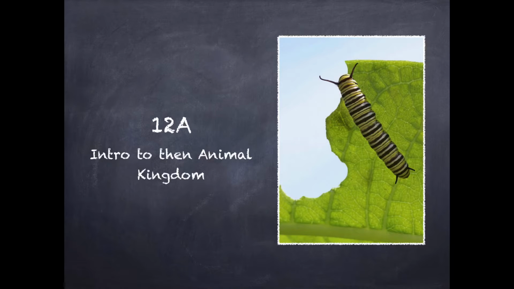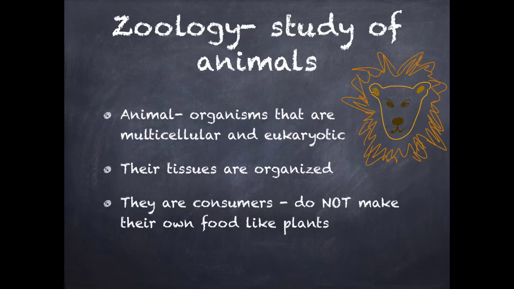So the first 12a section we're going to talk about is pretty much what the animal kingdom is. When we talk about the animal kingdom, if you look at my beautiful lion drawing just for you guys, the study of animals is basically called zoology. Animals are all multicellular, which means that they are all eukaryotic, and they have tissues that are organized. If you remember, we all have cells, and then those cells are organized into tissues.